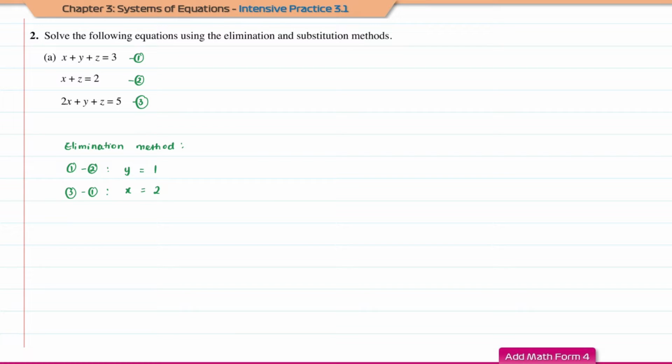Next, I'm going to substitute the x, which is equal to 2, into equation number 2 in order to find the value of z. So 2 plus z equals 2. So z equals 2 minus 2 when you move these 2 to the other side, which means z is equal to 0. So next, I'm going to use the substitution method.